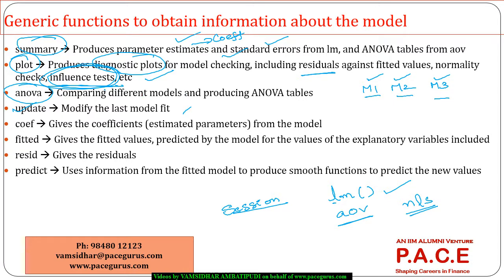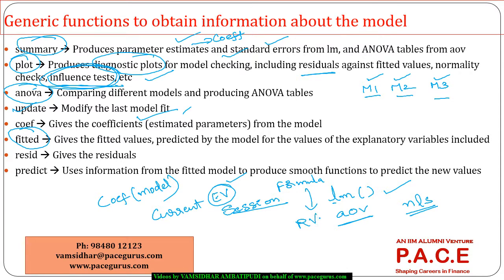And when I'm using a function called coef of the model, right? These are the functions. It gives me all the parameters of the model that I have typically fitted. And fitted of the model will give me, for all your current explanatory variables, it will take those explanatory variables and your model formula, and it will try to fit the values of your response variable based on the explanatory variables and the model that got created. So it gives the fitted values.